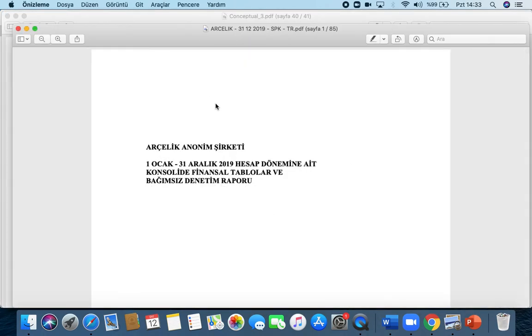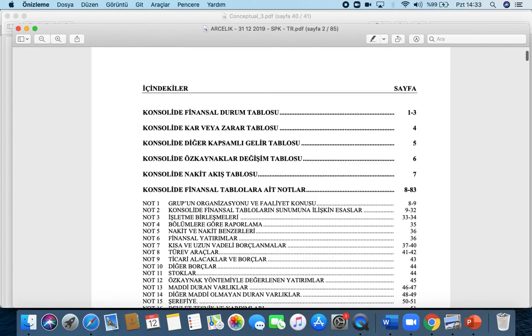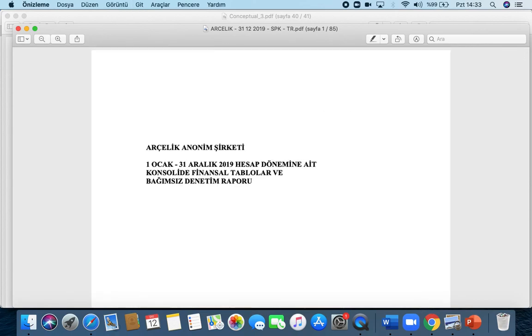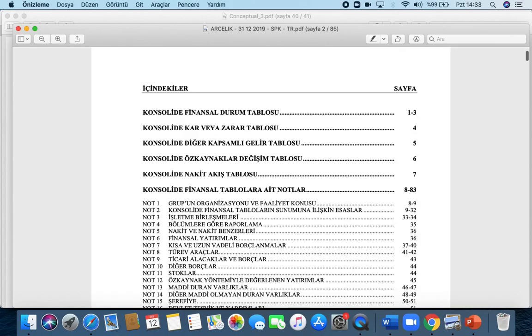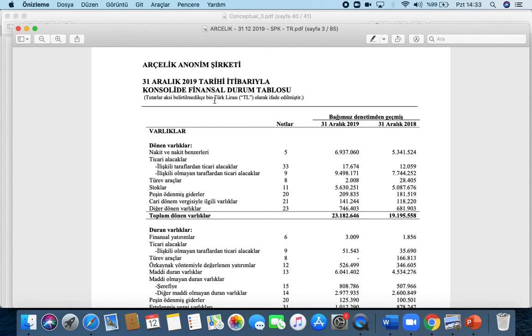So this is the financial statements of Arçelik Anonim Şirketi as of the period of 2019. Forget about the term consolidated right now, it's out of scope. But look, this is statement of financial position, finansal durum tablosu. It does not say bilanço. It does not say balance sheet. But because we apply international financial reporting standards in Turkey, we have to use the same terminology with IFRS. So they use statement of financial position.